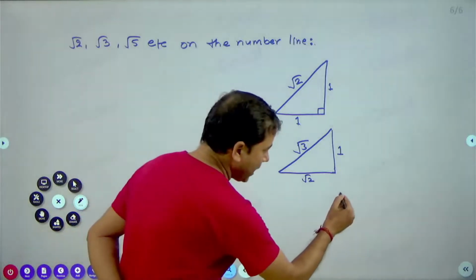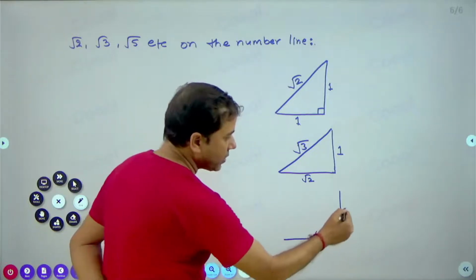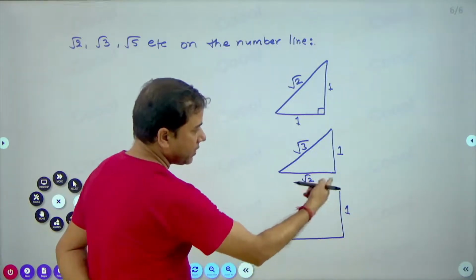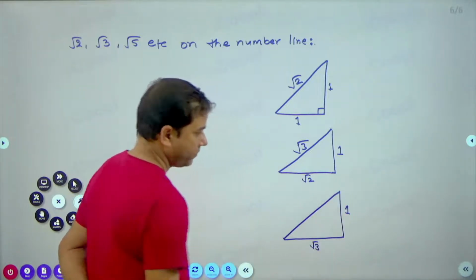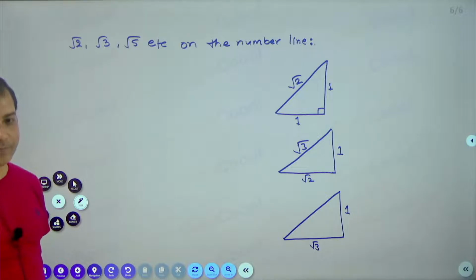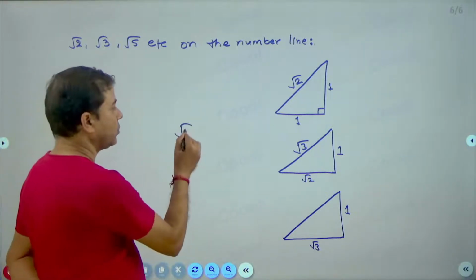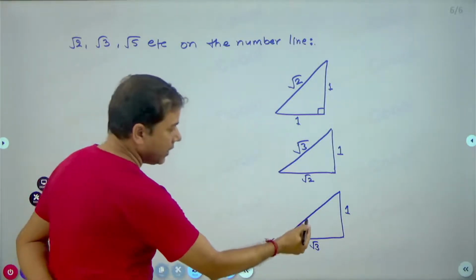Now consider one more right triangle. This time, height is still 1 unit, but the base I am taking root 3 unit. Guess what is the hypotenuse? Root 4. No, 2. That is the same. Root 4 or 2 are the same things, right? Yes, yes. Okay, so let's call it 2.